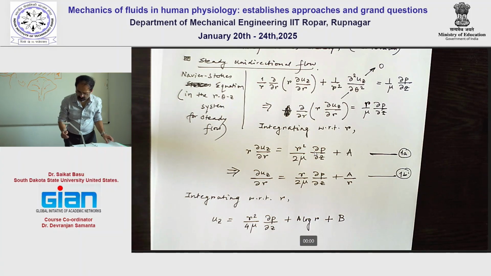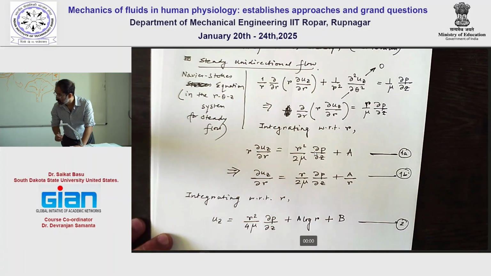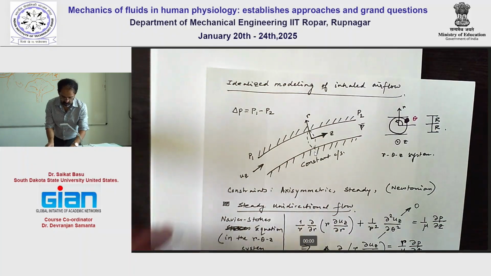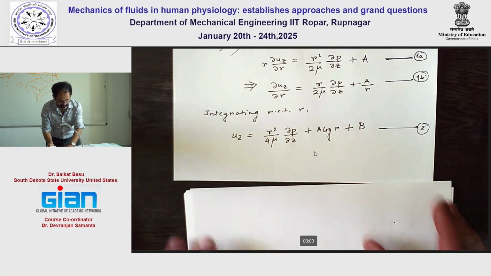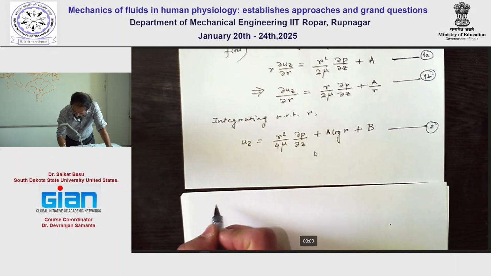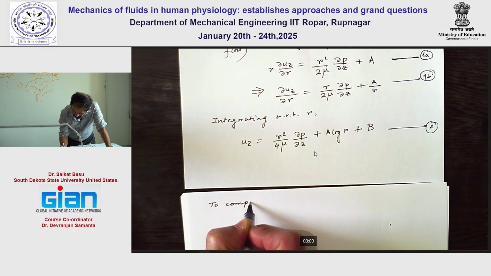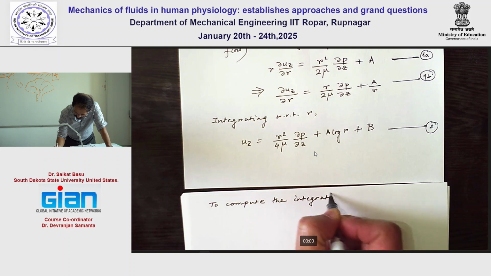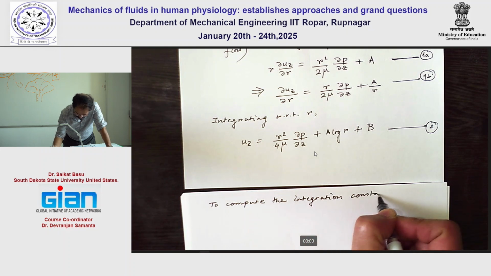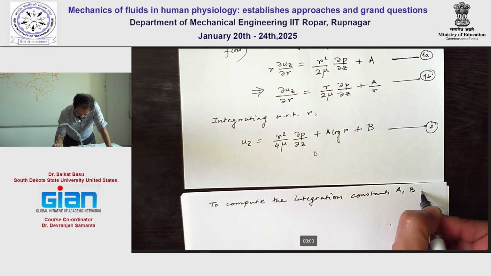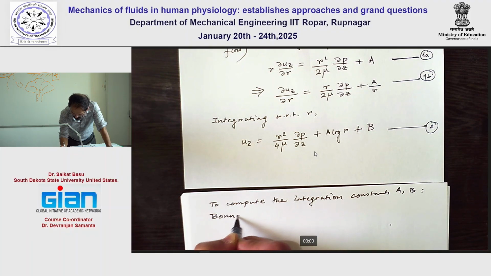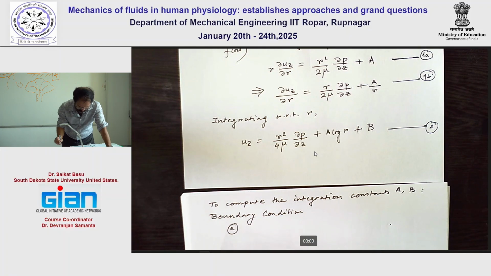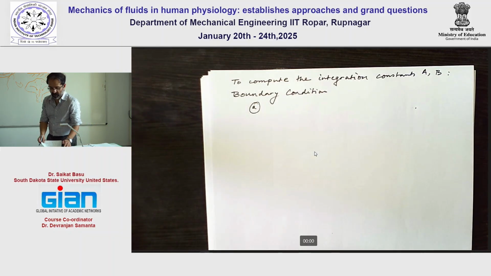So let's call this equation 2. Now we can evaluate the constants A and B with the boundary conditions. So let's do that. To compute the integration constants A and B, the boundary conditions, so we have this as a setup, right?